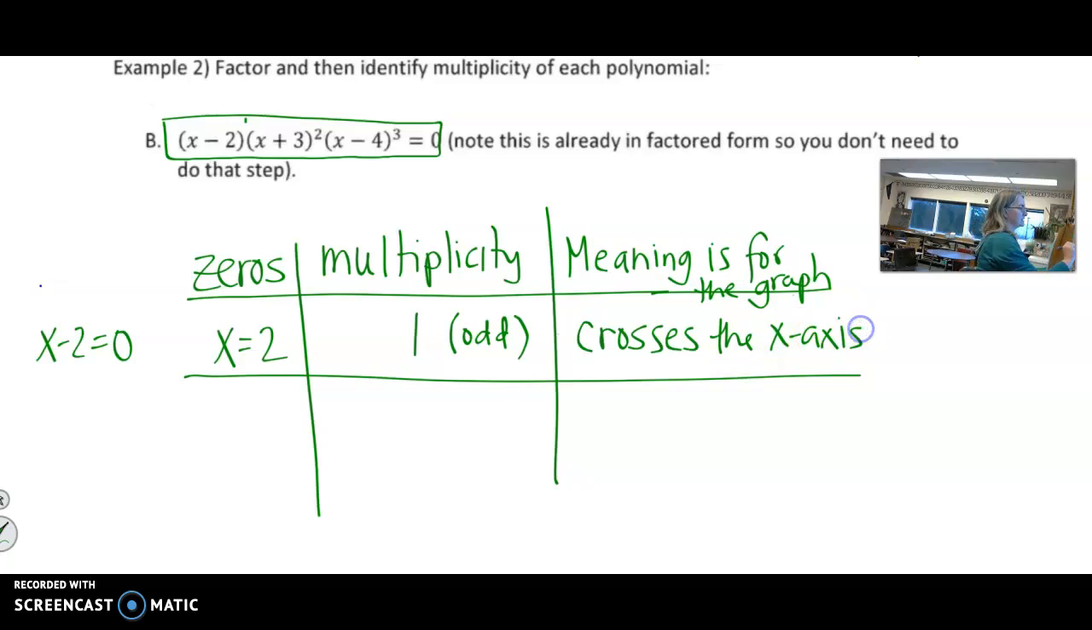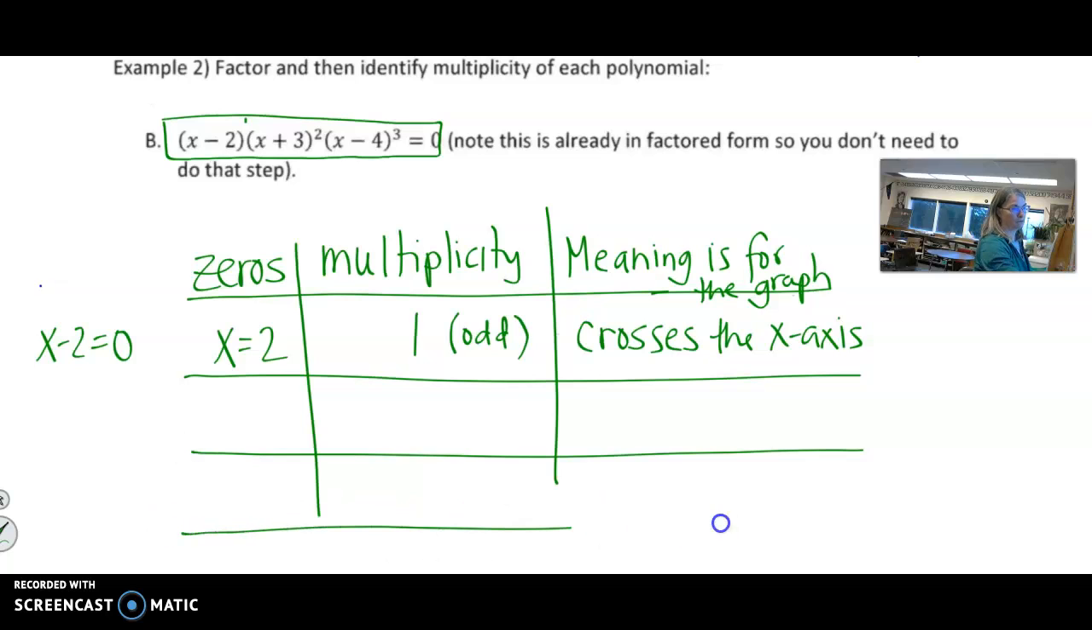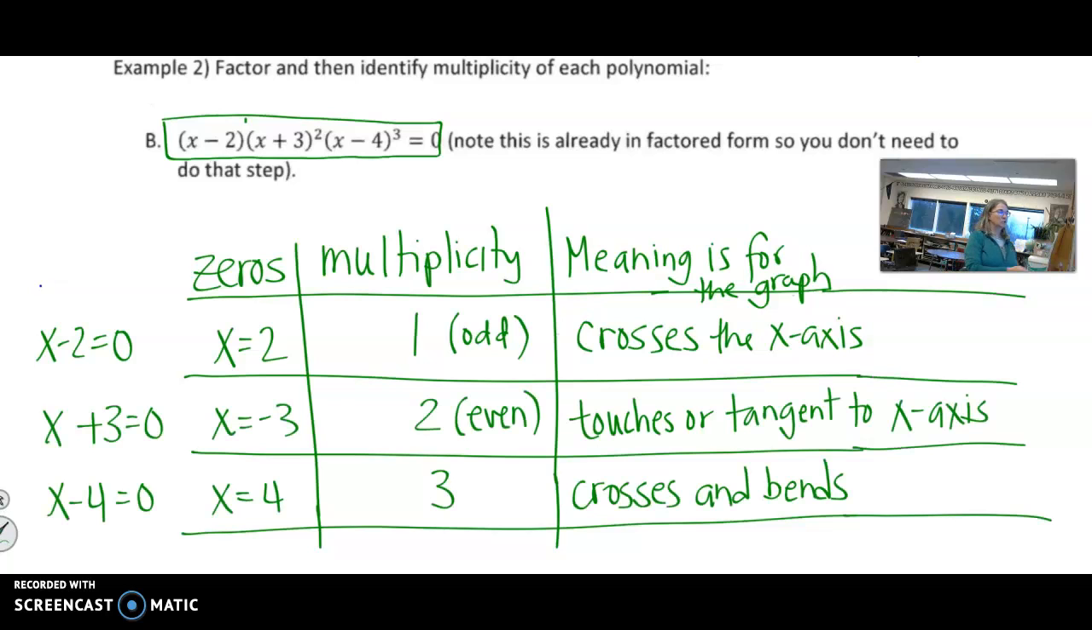And then the next zero, we have 2 more zeros. You guys try to fill out this table. Pause the video, fill out the table, and come back. So you should get zeros of 2, -3, and 4.